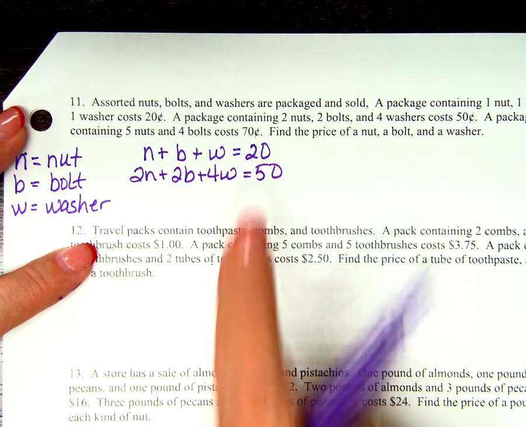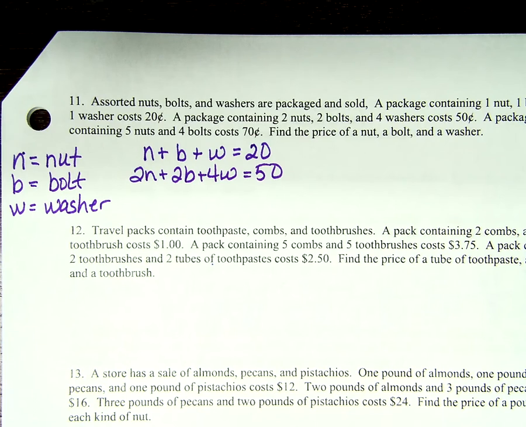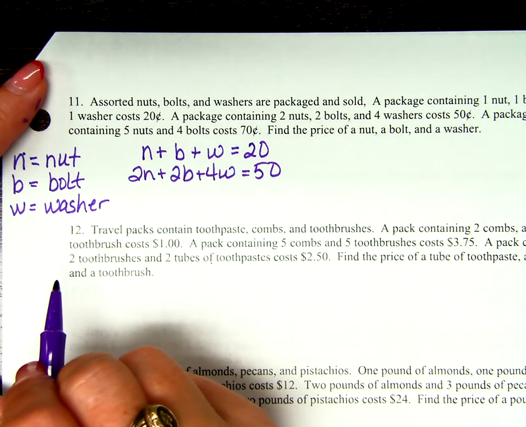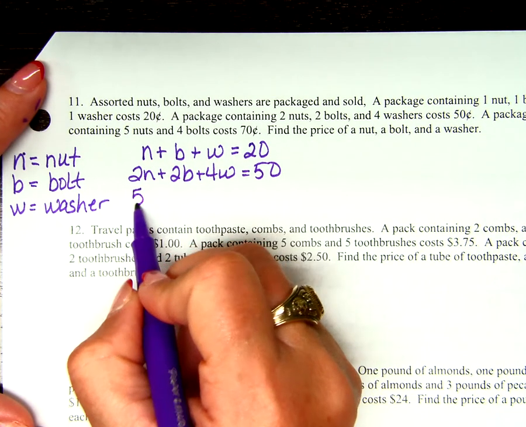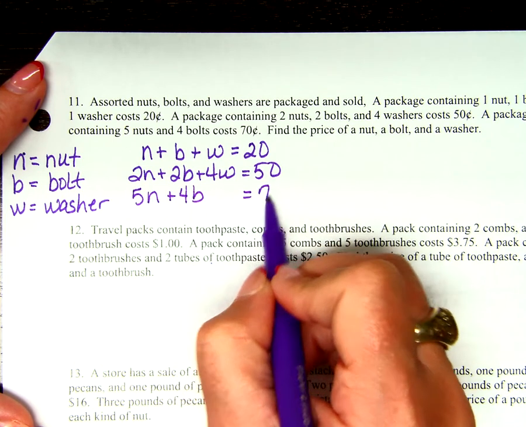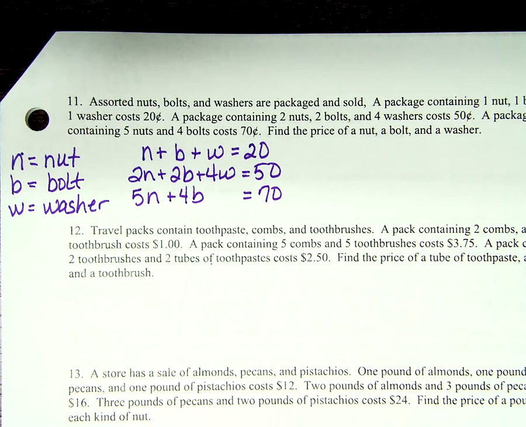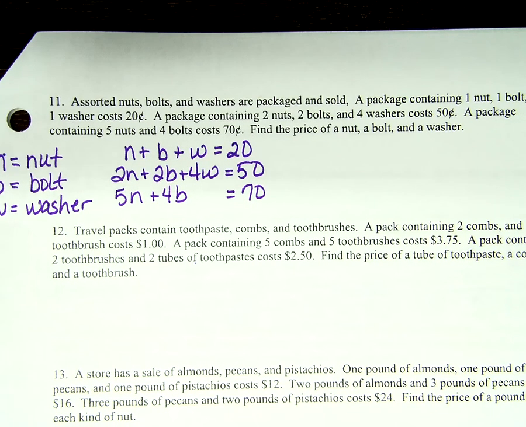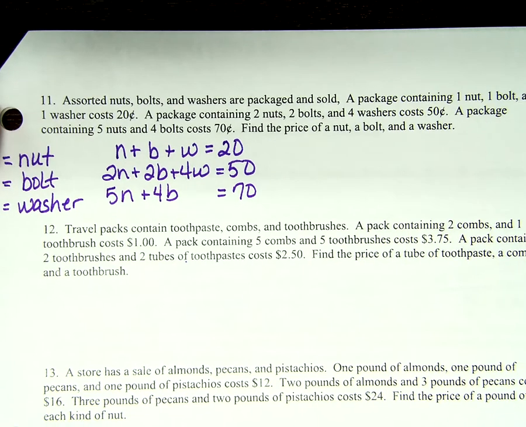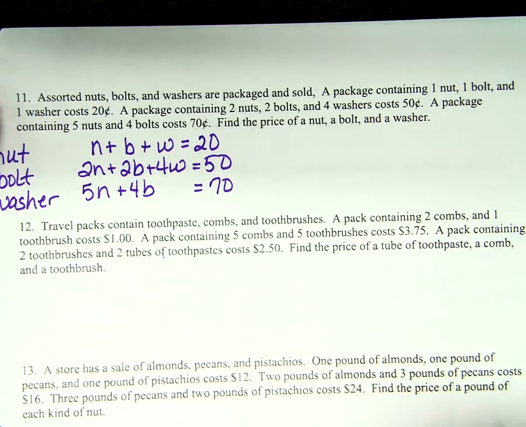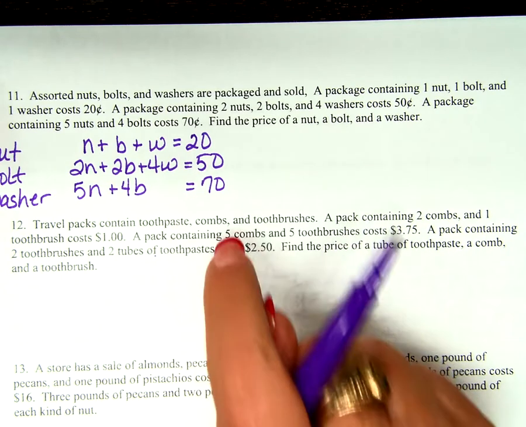Two N plus 2B plus 4W equals 50, yes? And the last one, somebody else? 5N plus 4B equals 70, is that what you said? Good. How do you want to solve this one? I would, right? I would use a calculator. So if we're using the calculator, how are we showing our work?